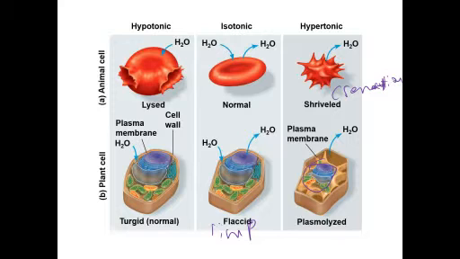Now, plant cells placed in a hypotonic solution, they're going to become turgid. They're going to swell up. Notice that the central vacuole has swollen, takes up a majority of the volume of the cell. All of your organelles get smushed along the edge of the cell membrane.